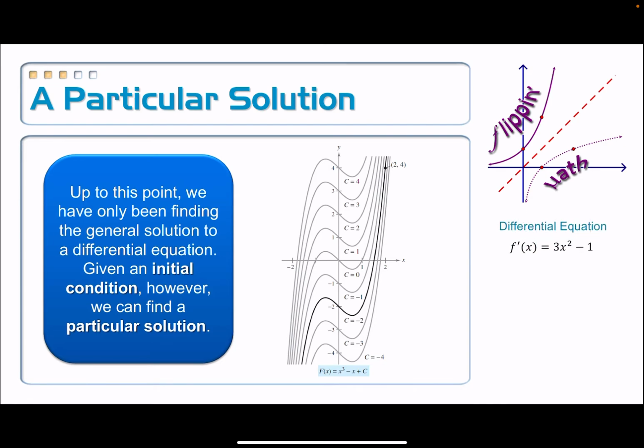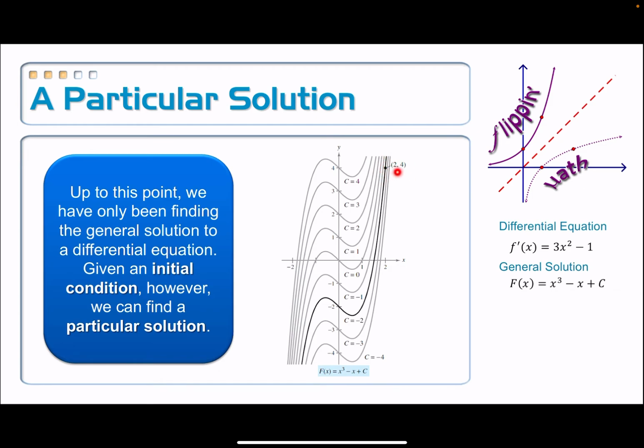So here's the differential equation that we must have started with, that f prime is equal to 3x squared minus 1. Working backwards to find the antiderivative of that, I would add 1 to the exponent, 3, divide by the 3, so the 3's would cancel out, so I'd have just x cubed, and then minus x plus the c.